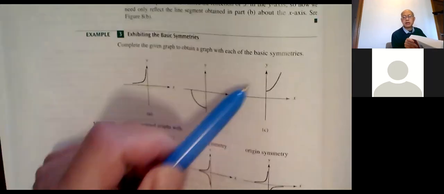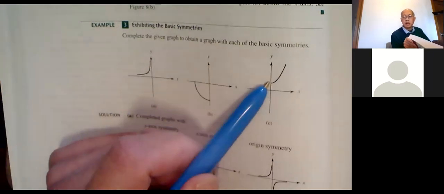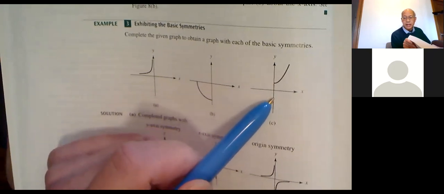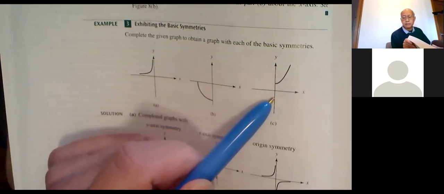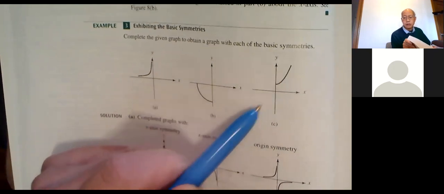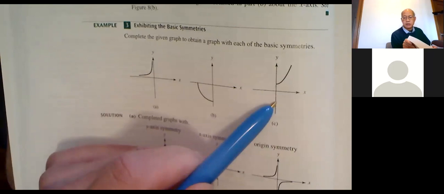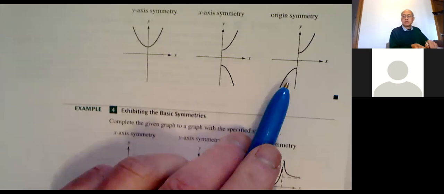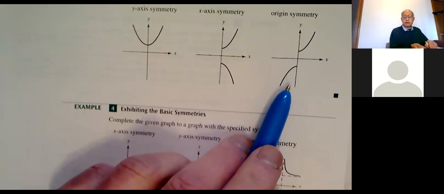Origin symmetry. A little bit harder. So if I take this point here, reflect across the origin, I get a dot over here somewhere. If I take this point here, reflect across the origin, you have something here. So you would have this graph curved down like so. That's what you would have.